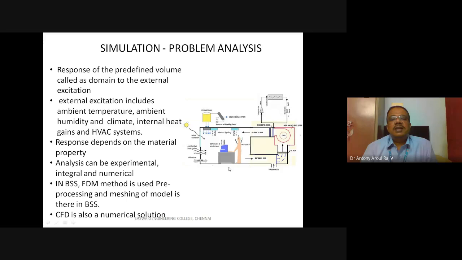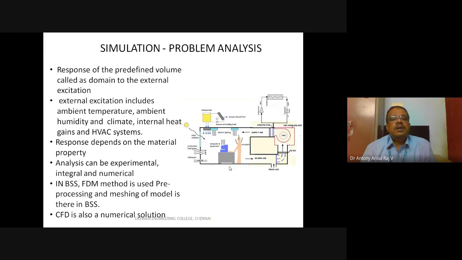Some of the building engineers go with instrumentation for measuring the energy: HVAC energy, lighting energy, and other energies entering into the building. We can do it with the instrument, and if I am doing it with the instrument, that is experimental. The same thing, I can take the domain and integrate, and I can get some integral solutions, but it will be very time consuming.